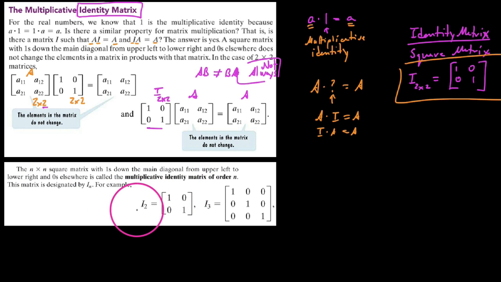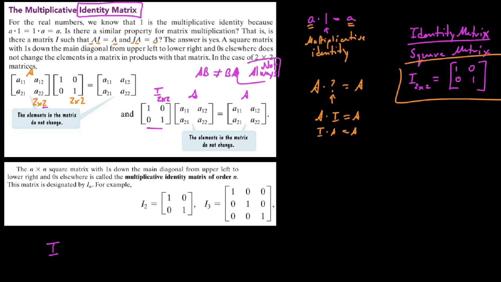And the reason why we write it as just In and not n by n is because everybody assumes that you know that it is a square matrix. So we write these matrices as In. You can see here that I2 is given as this 2 by 2 matrix with ones down the main diagonal and zeros elsewhere, and I3 would be this matrix right here.